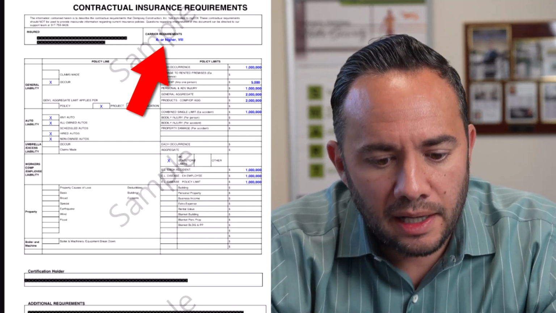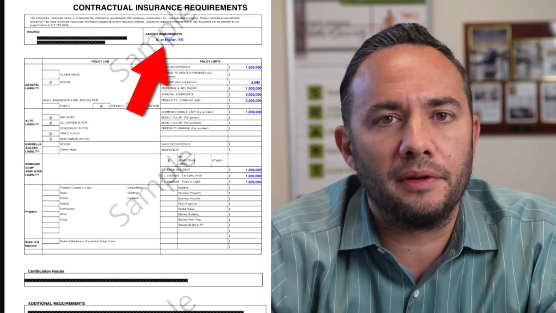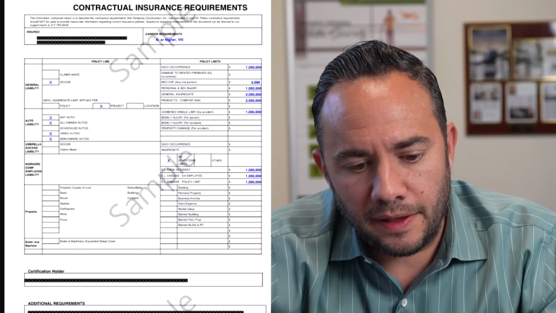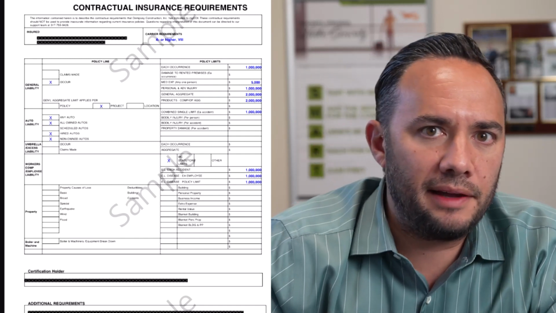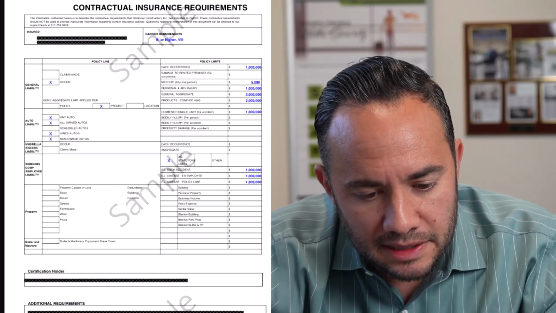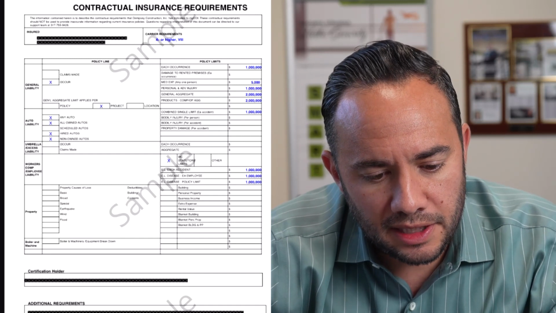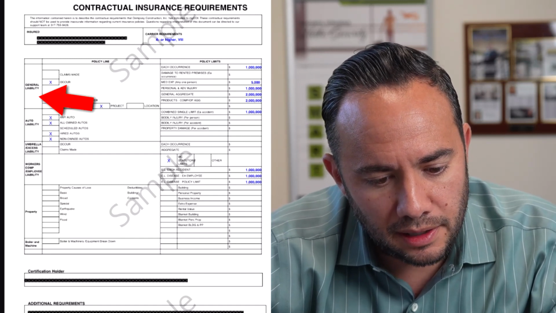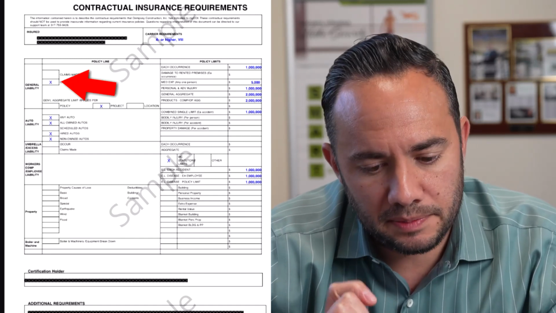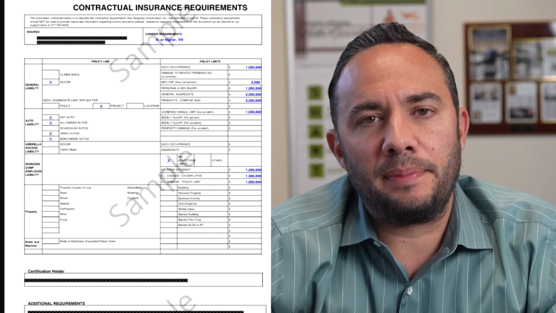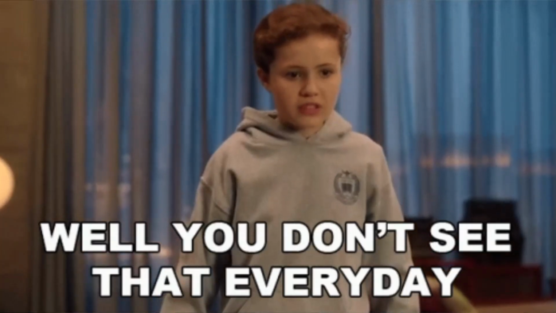In this case, A-, which is excellent or higher, and then level 8 in terms of financial size. That's not bad. You know, sometimes we see requirements of A- or higher, and then a 10 or 11, sometimes even 14. So that's not too hard to attain. When you start going through the sample, you'll see general liability is marked off and they require it on an occurrence basis. Not many general liability policies nowadays for contractors are going to be on a claims made basis.